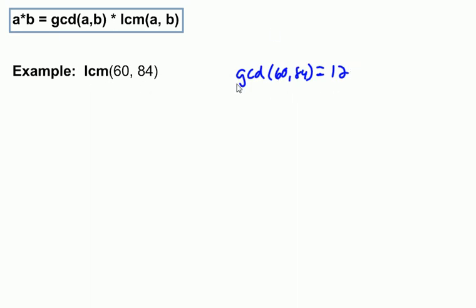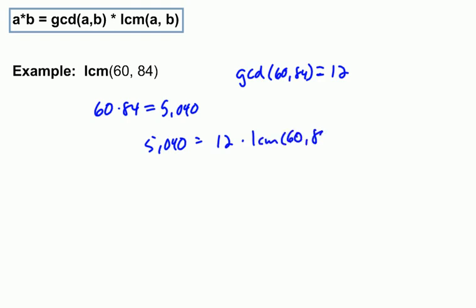But if we use the Euclidean algorithm to get the GCD, then we wouldn't want to go through that whole process of prime factorization. So what we can do is say 60 times 84, and figure out that product. That product is 5,040. And we know that 5,040 equals the 12 that we know is the GCD times the LCM. So if we divide by 12 on both sides, we'll get 420 equals the LCM.